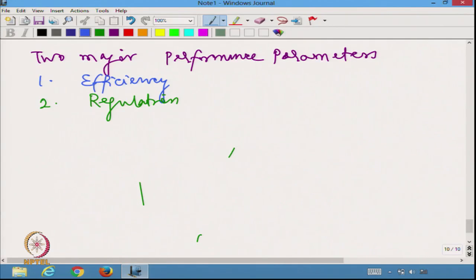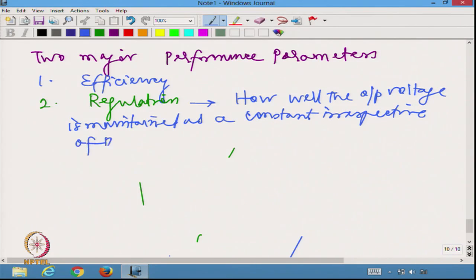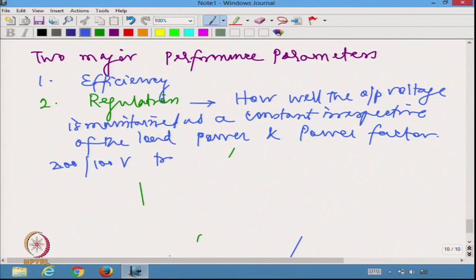So, regulation actually talks about how well the output voltage is maintained as a constant irrespective of the load power, and power factor of course. This is what we mean by voltage regulation. What we mean is, if I apply, let us say it is a 200 by 100 volts transformer, 200 volts, irrespective of the load, whether the output voltage will be at 100 volts or not. This is what we mean by talking about efficiency, regulation.